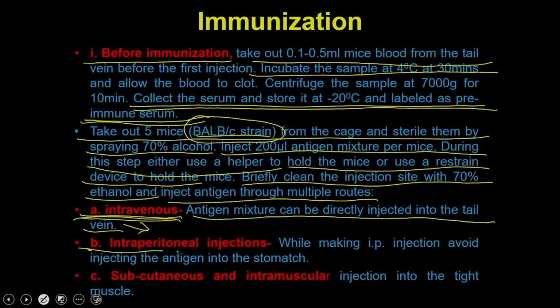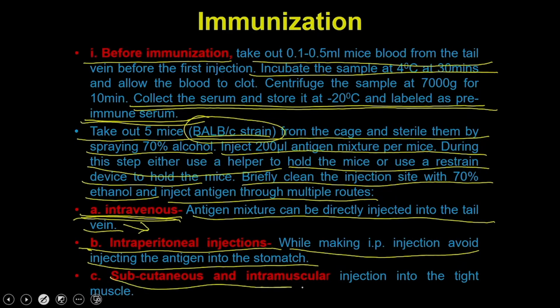Then you can inject by intraperitoneal injection. While making IP injections, avoid injecting the antigen into the stomach. You want to do intraperitoneal injections, but do not inject it into the stomach, because otherwise it is going to create a lot of trouble to the mice.